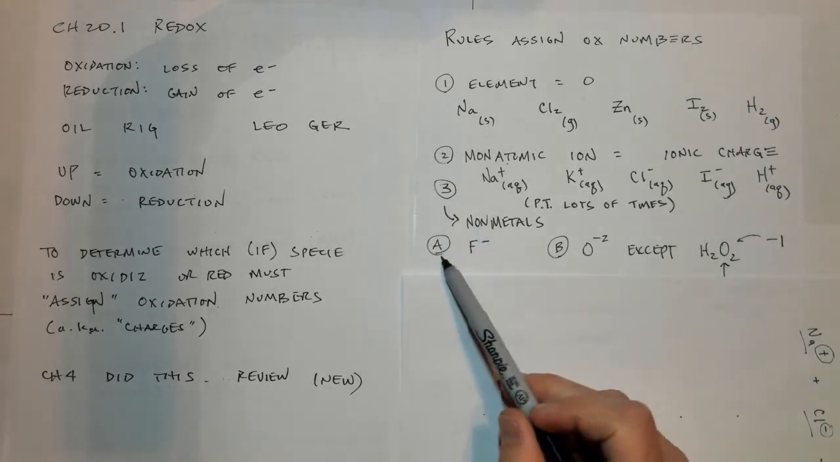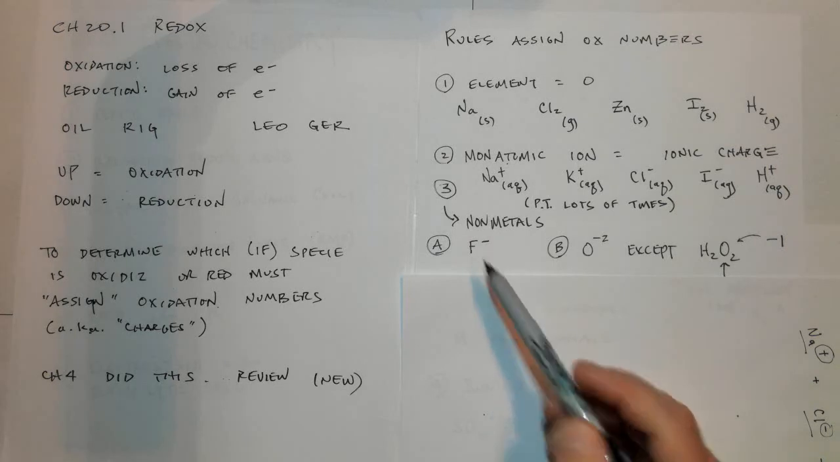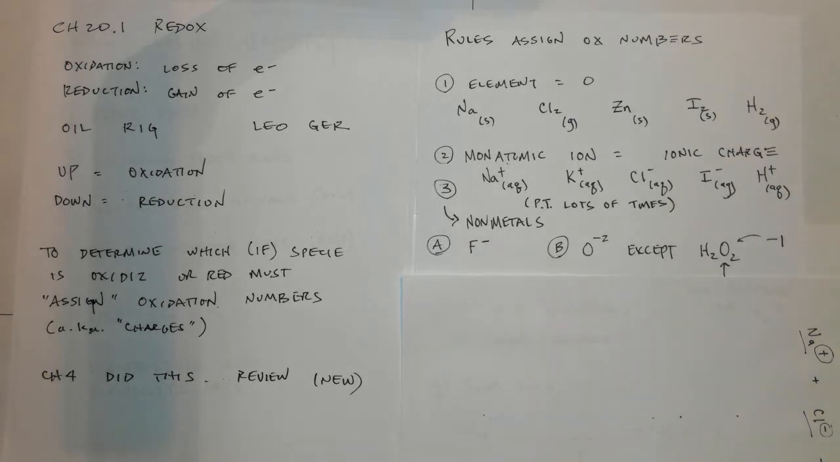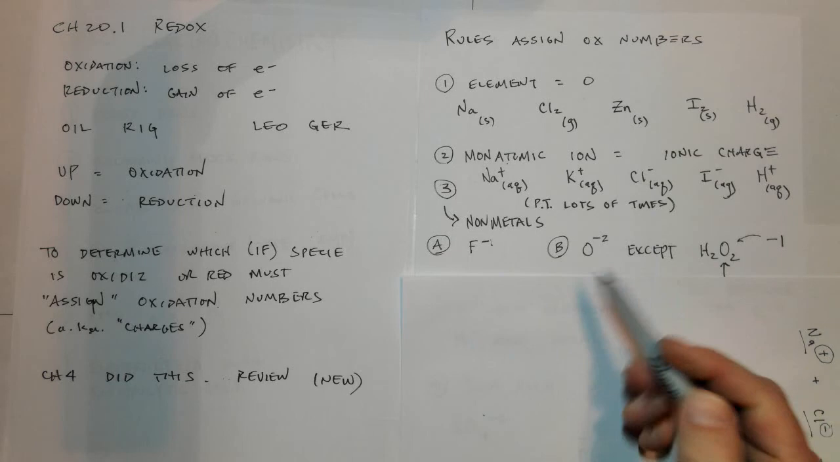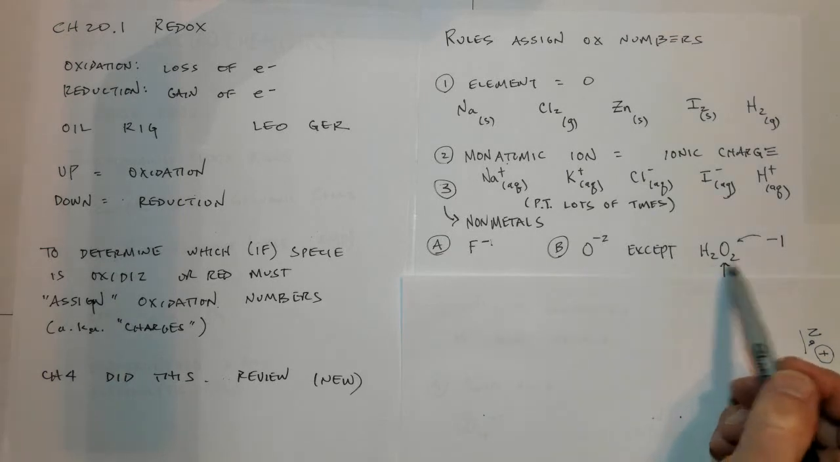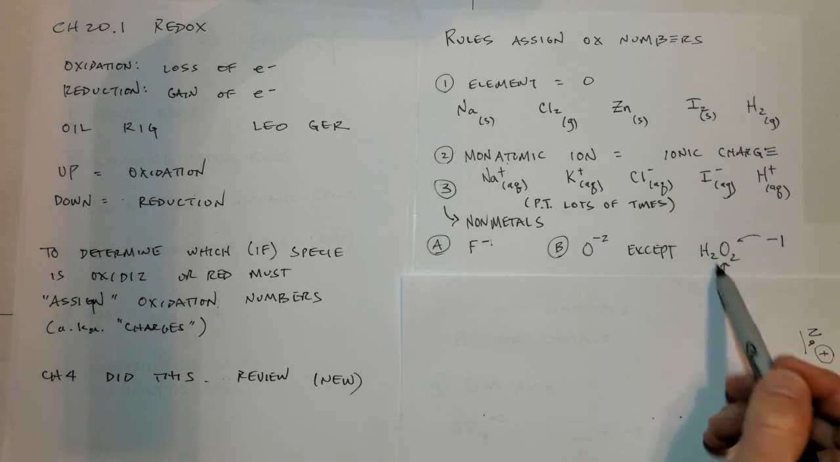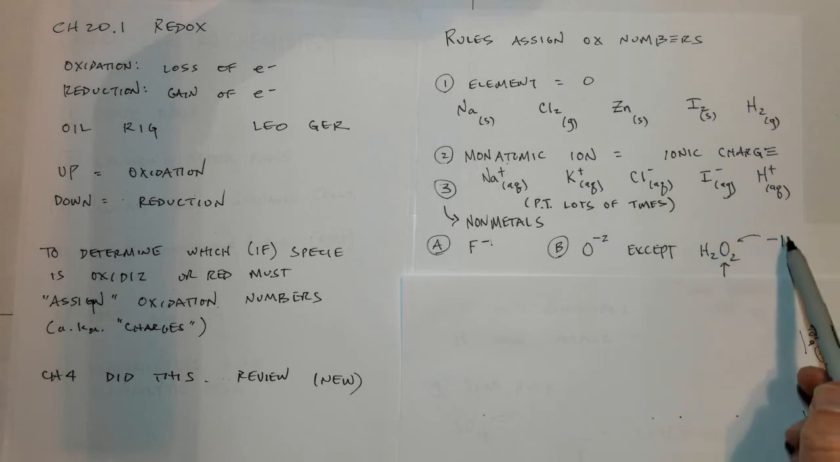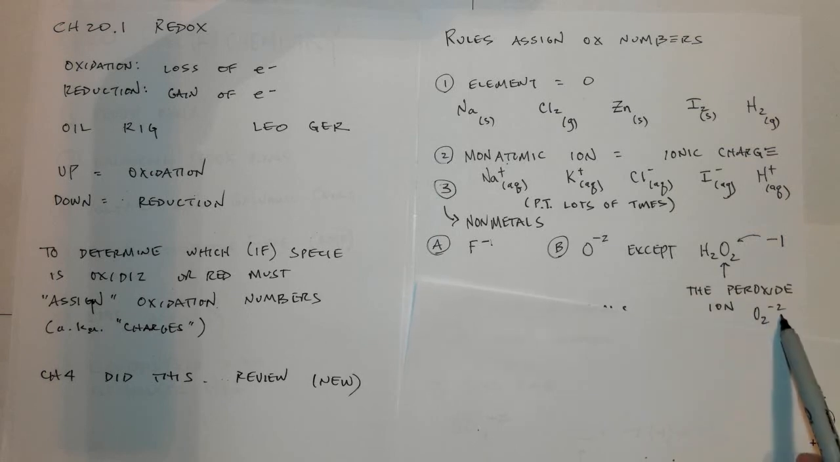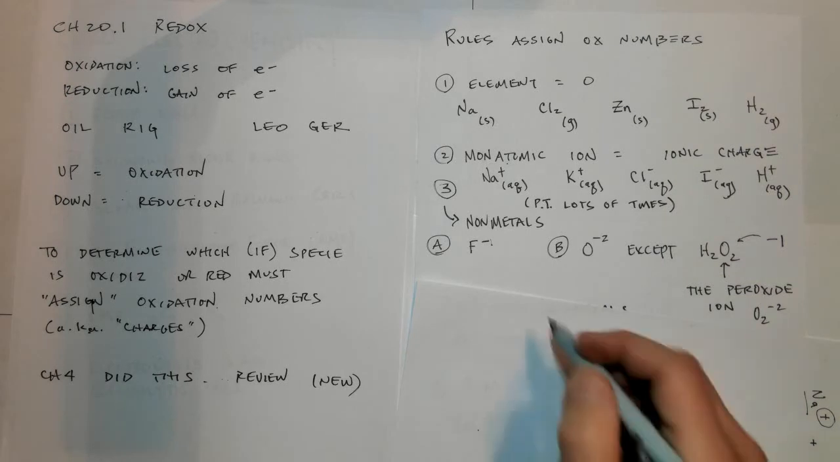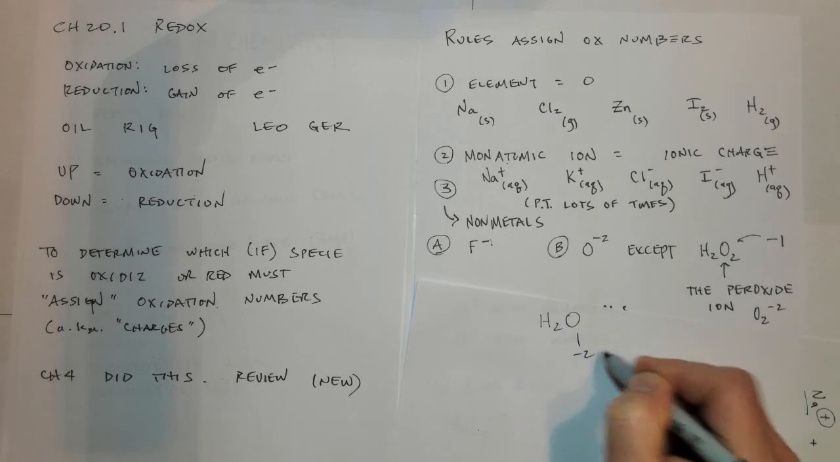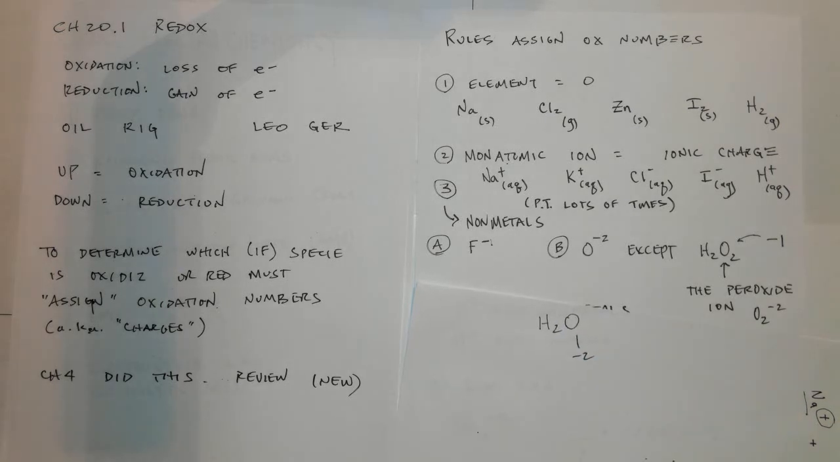First of all, rule A says fluorine is always -1. And since fluorine is the most electronegative atom on the periodic table, that one almost always holds true. Oxygen is almost always -2, except in hydrogen peroxide or things that have the peroxide polyatomic ion, O2 2-. Each individual atom of oxygen there is -1. You don't see that very often, so the rule is O is -2 inside of a compound, like H2O. That holds true 98% of the time.